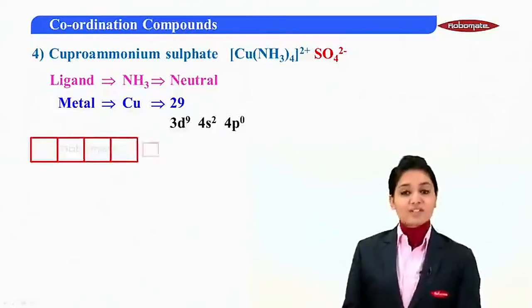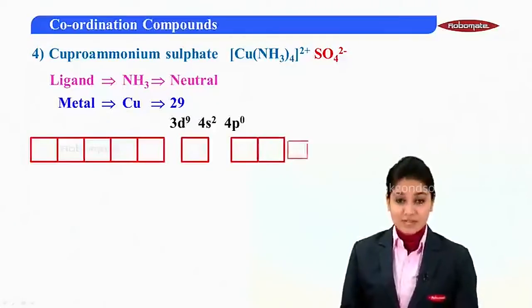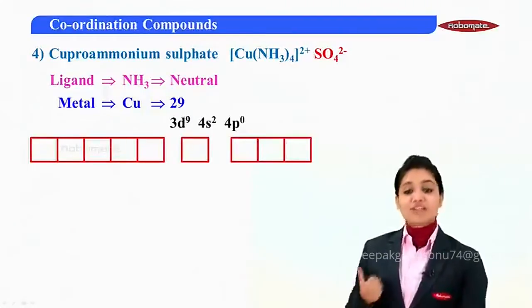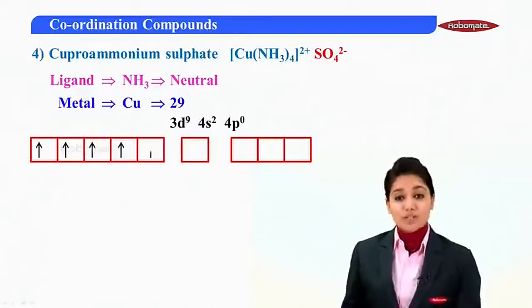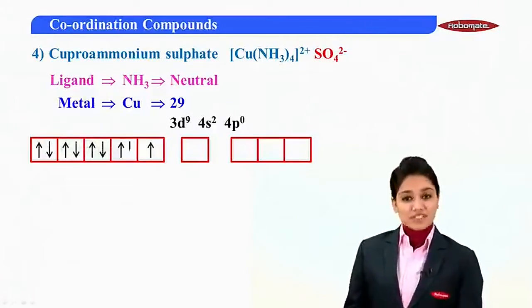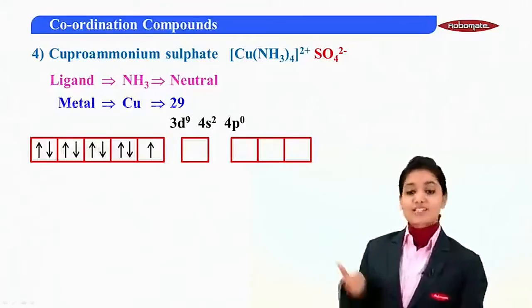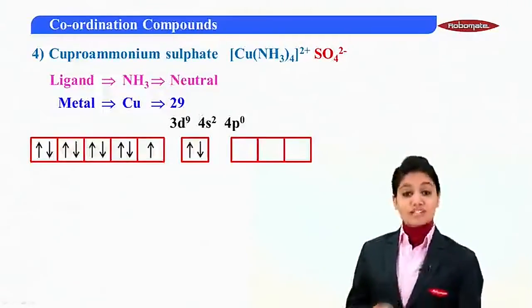Now let us write the configuration with the help of orbital representation. If you see here, we have 3d, 5 orbitals. It contains 9 electrons. Let us fill all the 9 electrons here. After that, there are 2 electrons present in 4s, so it becomes 4s2.